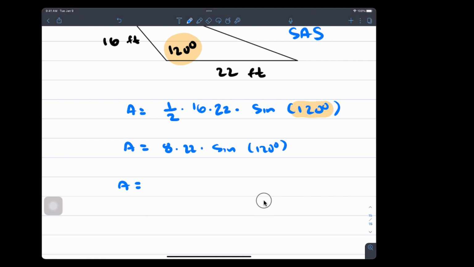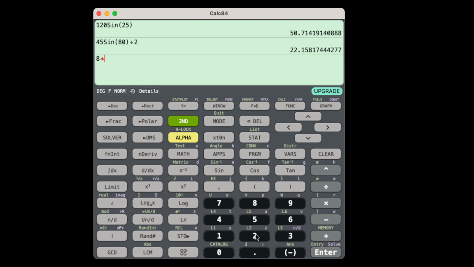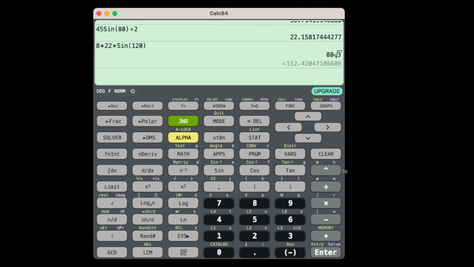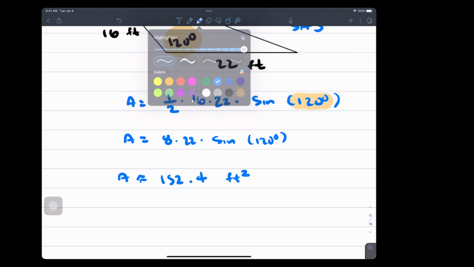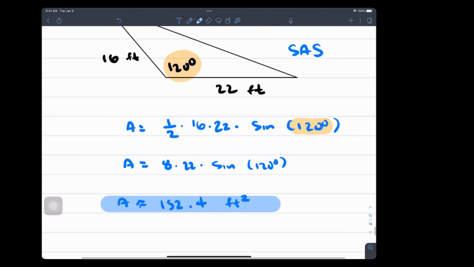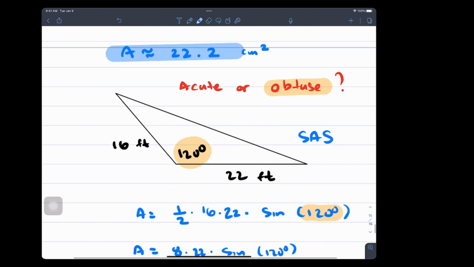Well, let's find out. We don't have to find out. Let's go to the calculator. 8 times 22 times sine of what? 120 degrees. What do you get? Is that 152? 152 point what? 4 square feet again. Feet squared. So, ladies and gentlemen, this is kind of a very nice way to compute area.